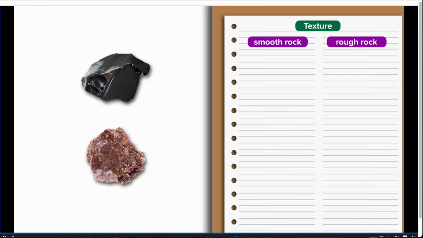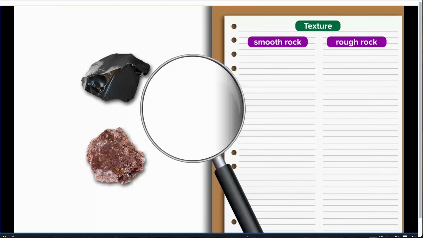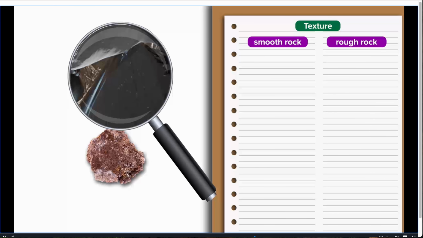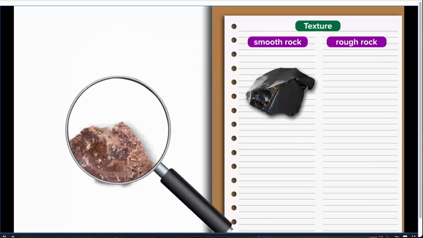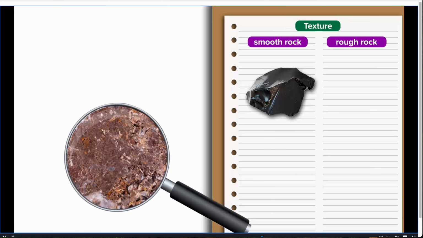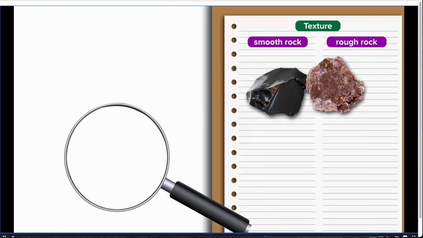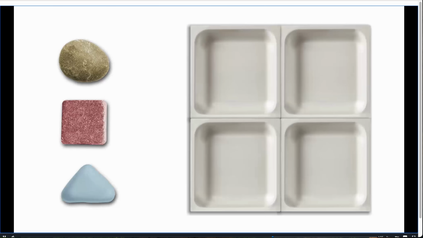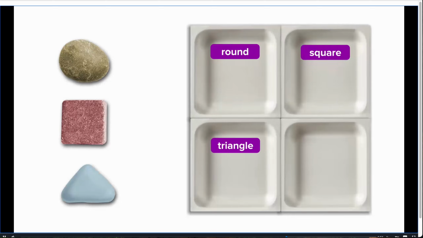Yes, texture. How a rock feels to touch is a good way to group them. We can also use a hand lens to get a closer look. This rock is smooth. This rock is very rough and grainy. Rocks can also be sorted by shape. Rocks can be many shapes, including round or square. Some rocks are shaped like triangles.